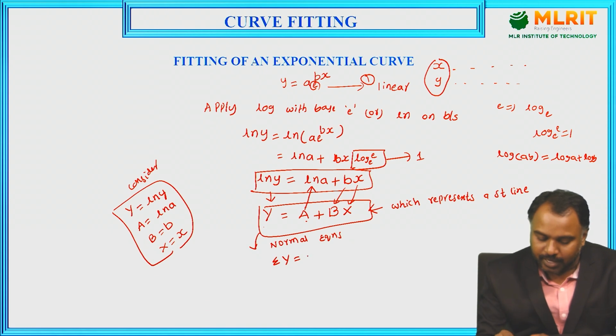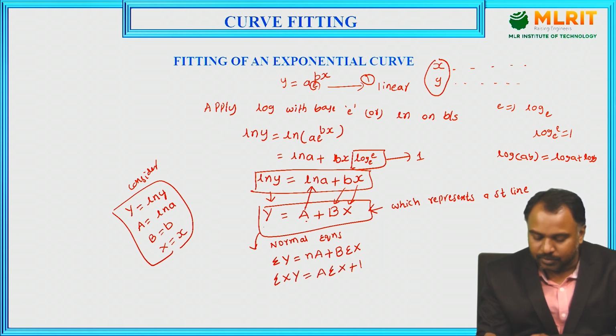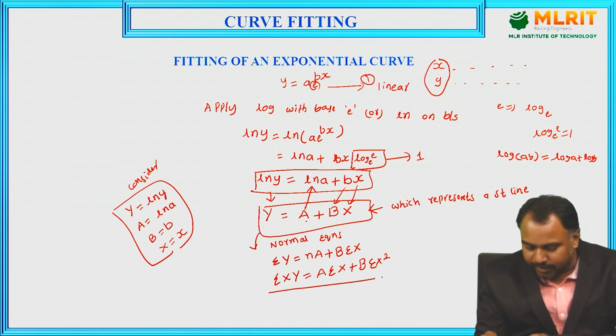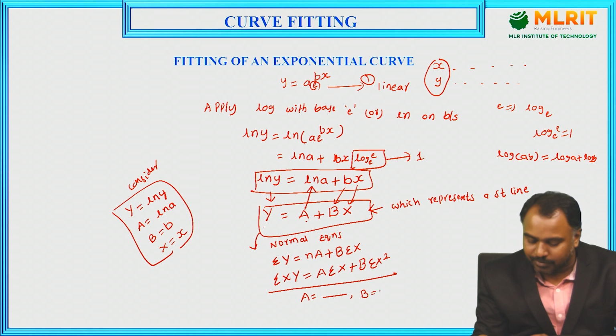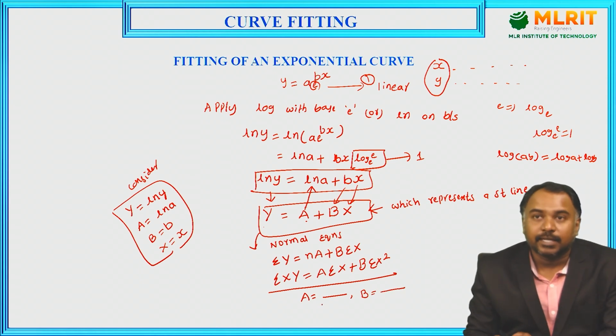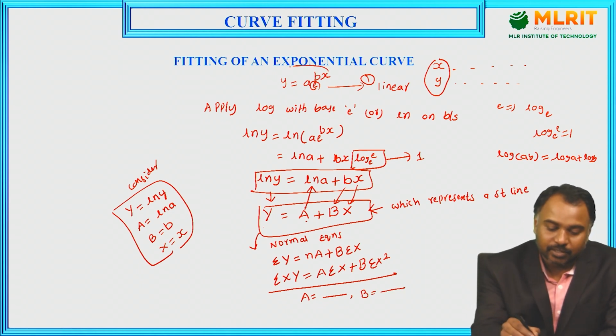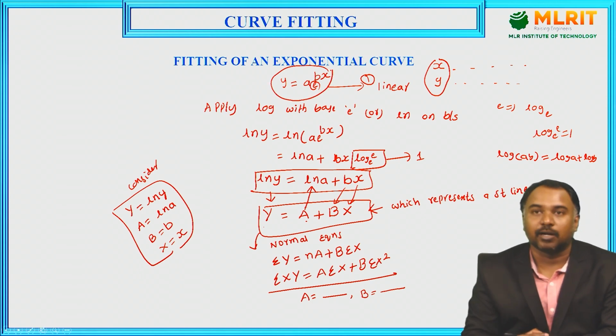The first normal equation is summation capital Y equals n A plus B summation capital X. The second equation is summation XY equals A summation X plus B summation X square. If you solve these equations, we get capital A and capital B, but our curve has small a and small b.